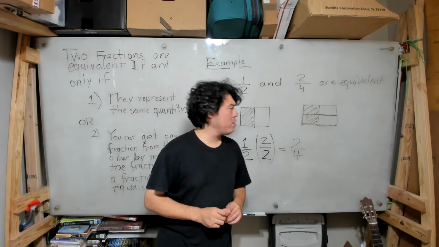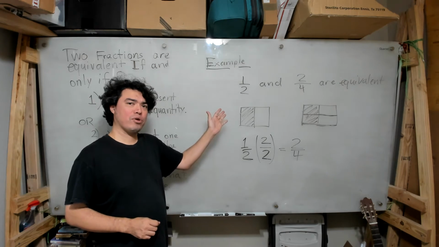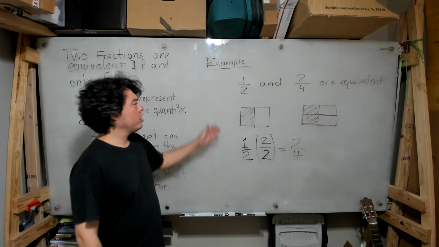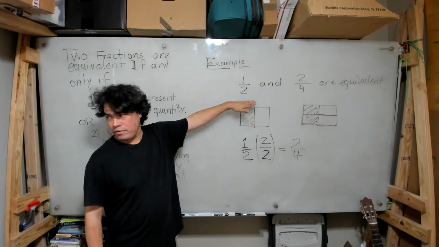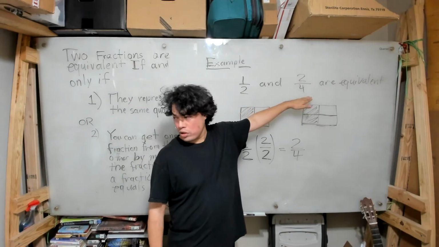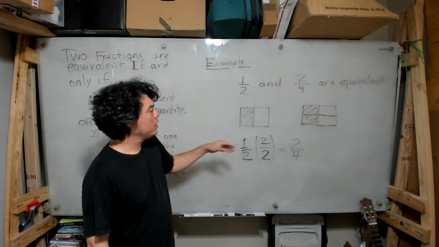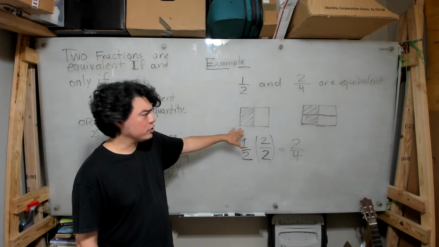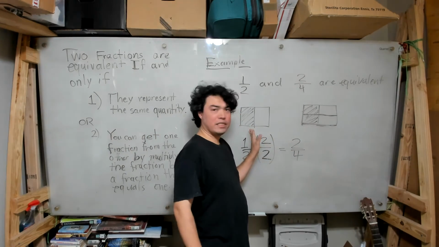So let me walk you through this first example, and then as we progress it'll become clear. This first example basically states that the fraction 1/2 and the fraction 2/4 are equivalent. Okay? Now I want to draw your attention to these figures. We can assume that these are both cakes of the same size.